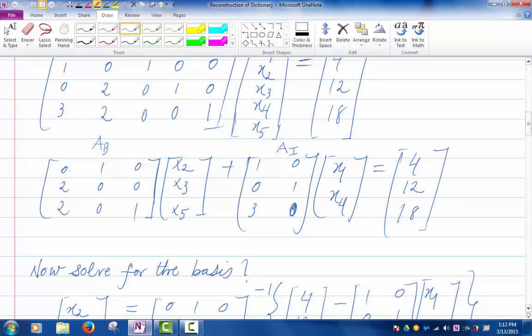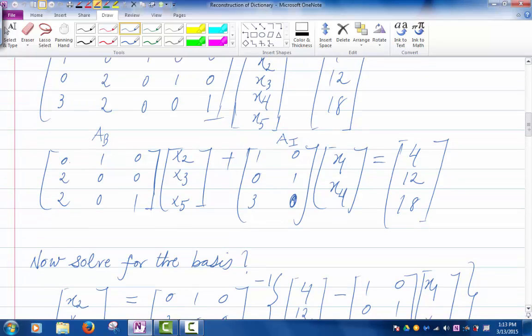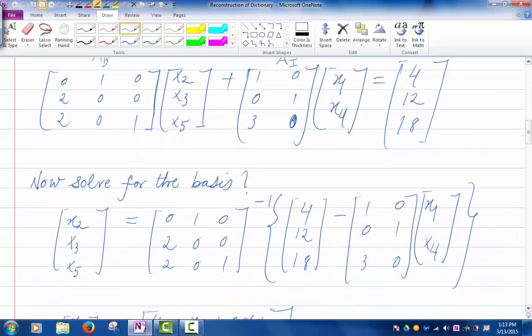Well, from the right-hand side, you're going to subtract this, and then you can multiply both sides by the inverse of AB. Is this clear? So, subtract AI times x1, x4 from the right-hand side. That's what I did here. And then I multiplied both sides by the inverse of AB. And that solves for x2, x3, x5. Am I making sense?